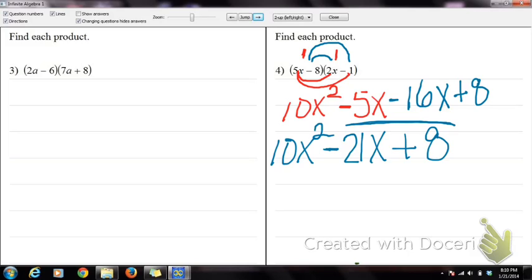Some people refer to this as the FOIL method, where you multiply the first term in both parentheses, then multiply the first term and the last term, or the outer 2 terms, and then multiply the 2 inner terms and the 2 last terms. That also is a way to remember it, or you can think of double distribution. Both methods would work. Whichever you prefer, whether it's chart or distribution, I'd like you to use this for the remainder of this lesson.